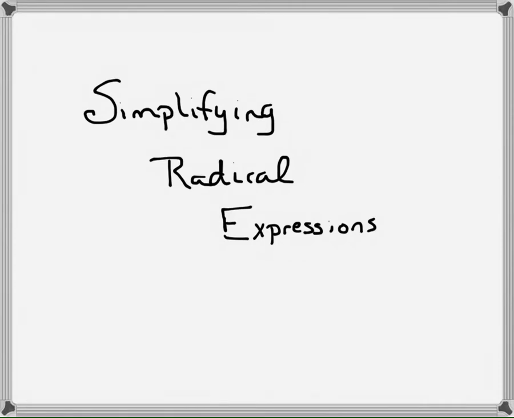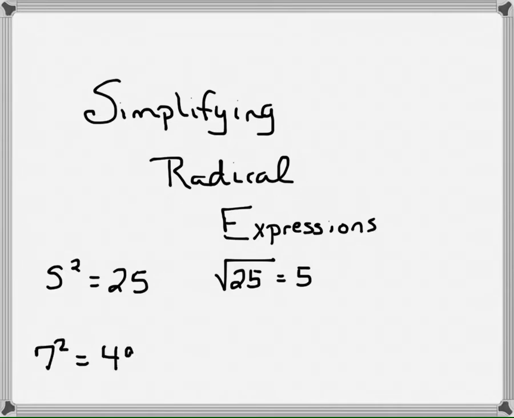So like if I had 5 squared, that's going to give me 25. Well, the square root of 25 is equal to 5. If I have 7 squared, that's going to equal 49. The square root of 49 is 7. You notice that the square root, once I take it, it goes away and it just leaves us the number. Just like if after you square something, you don't write squared again.